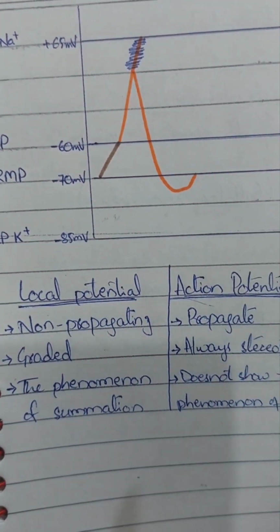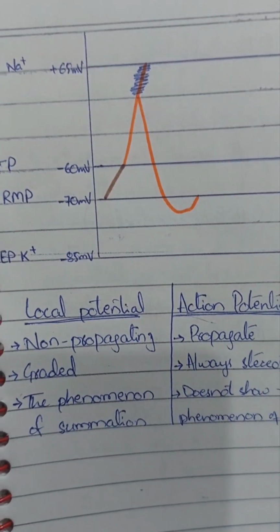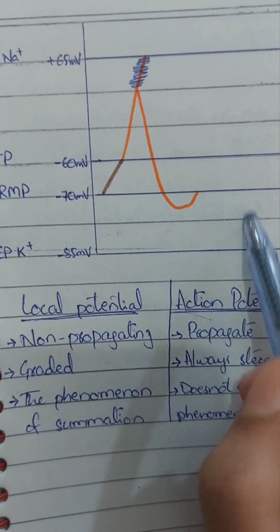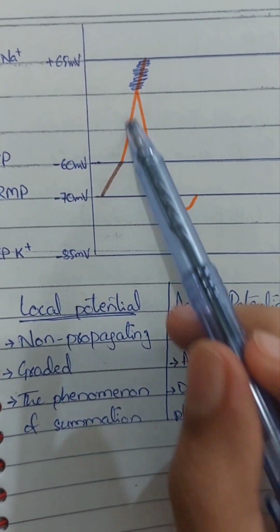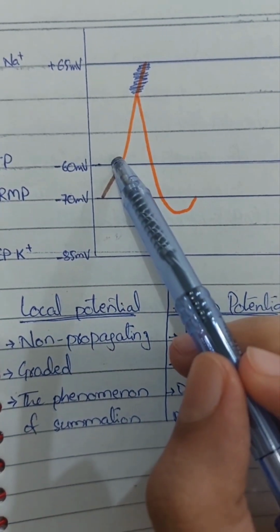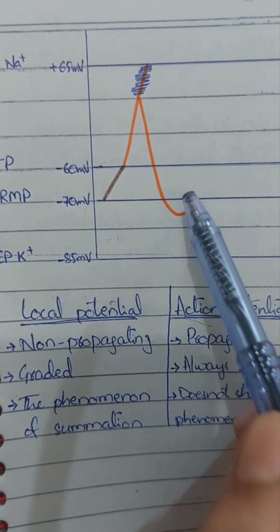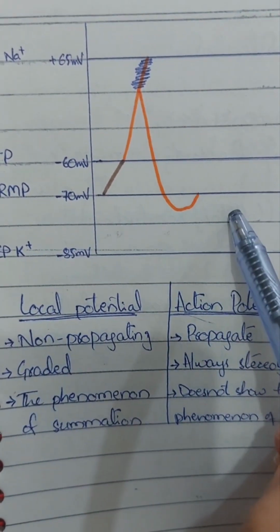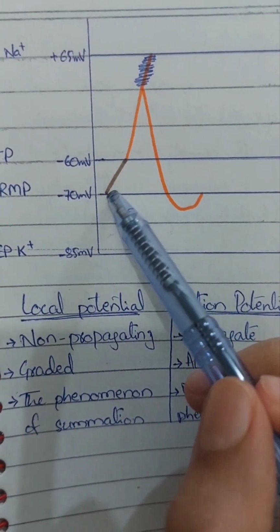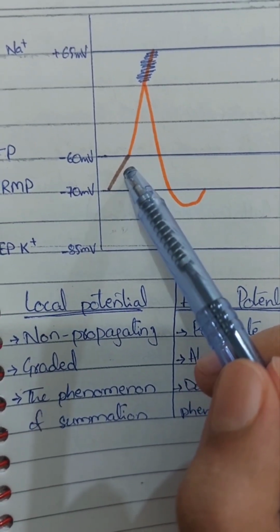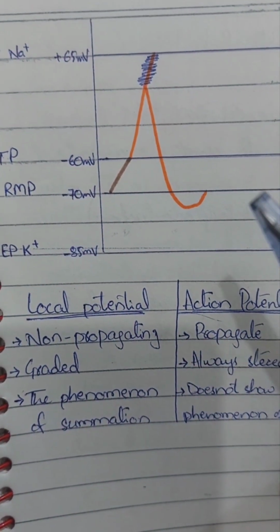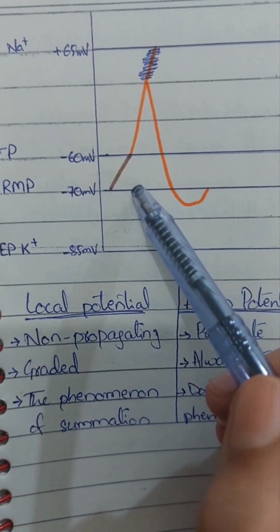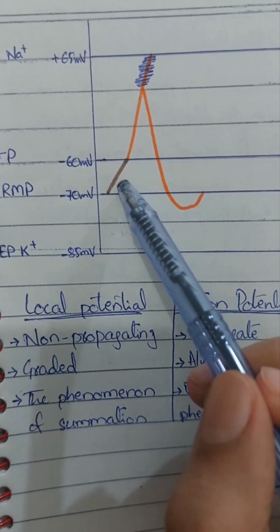But the action potential is always stereotypical. It has always the same magnitude, no matter how strong the stimulus is. It will always be the same, always identical, and it is not graded. Whereas local potential can be graded, and local potential shows the phenomenon of summation.